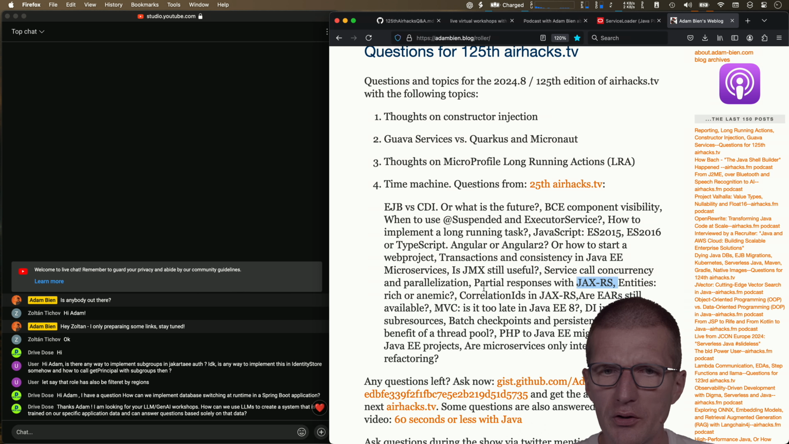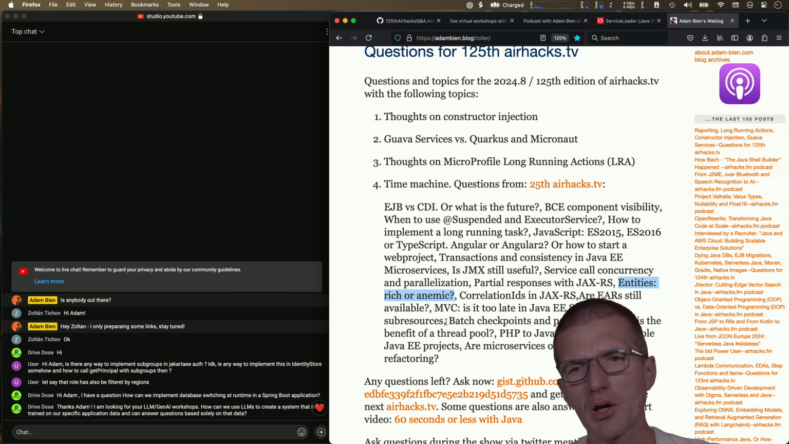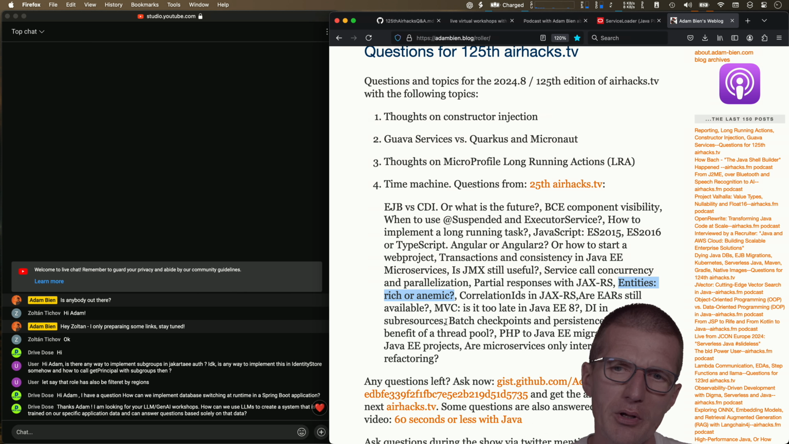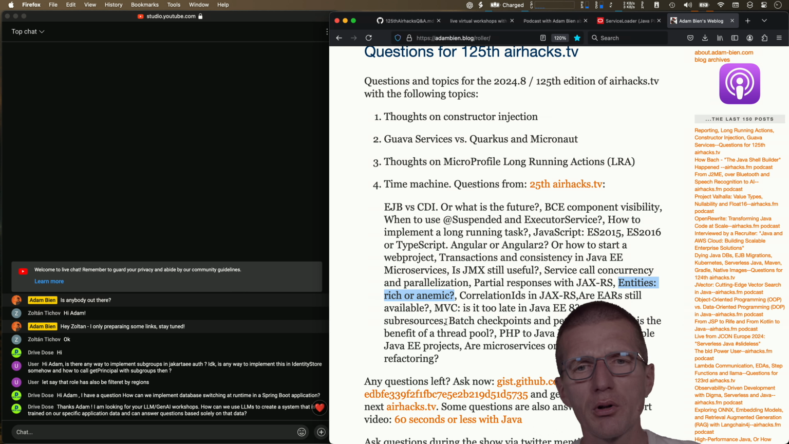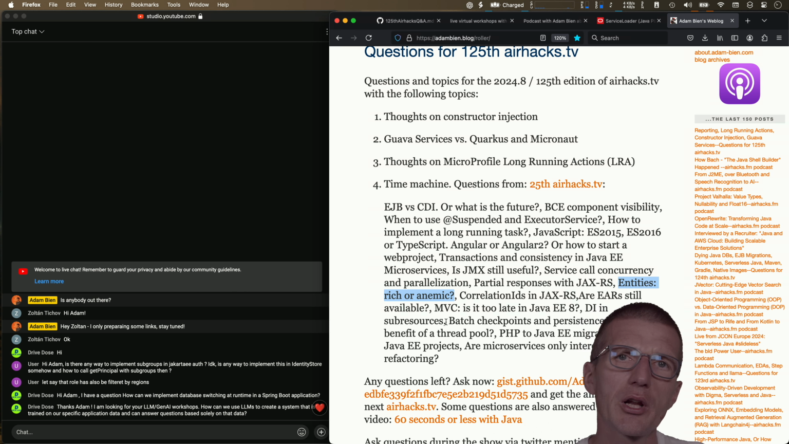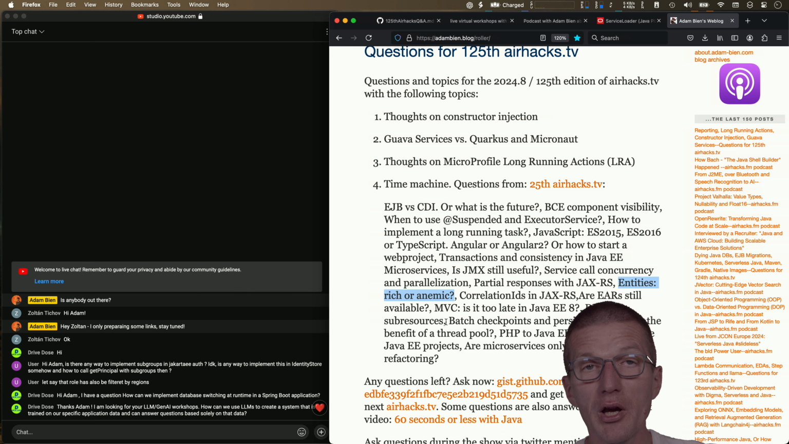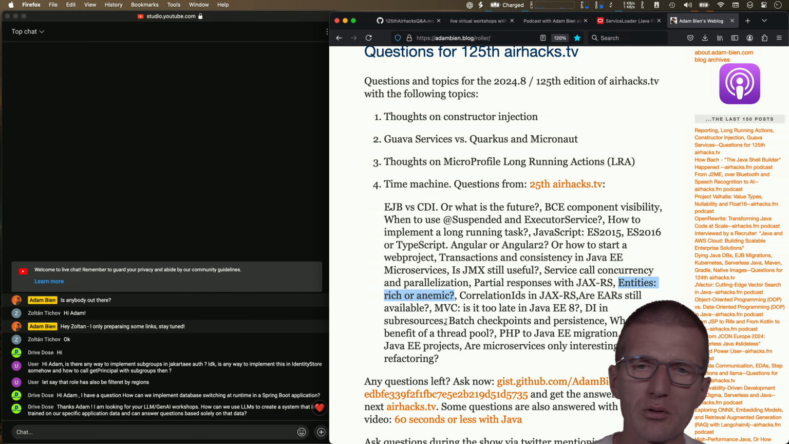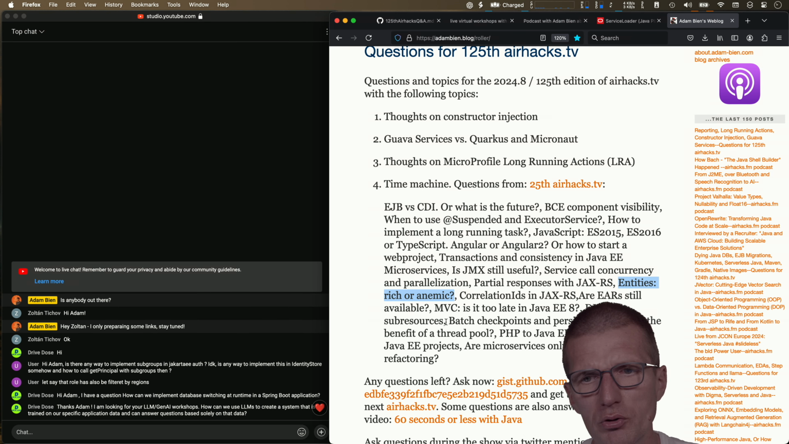So entities, rich or anemic, also interesting, because what I'm using a lot right now is Java records, which are anemic by default at the beginning, but they are getting more and more methods. So over time, they become richer and richer. My Java records are quite rich, and they are able to serialize to JSON, deserialize from JSON, or create themselves from JSON, and have validations. So they are quite rich, but no more classes, rather records.